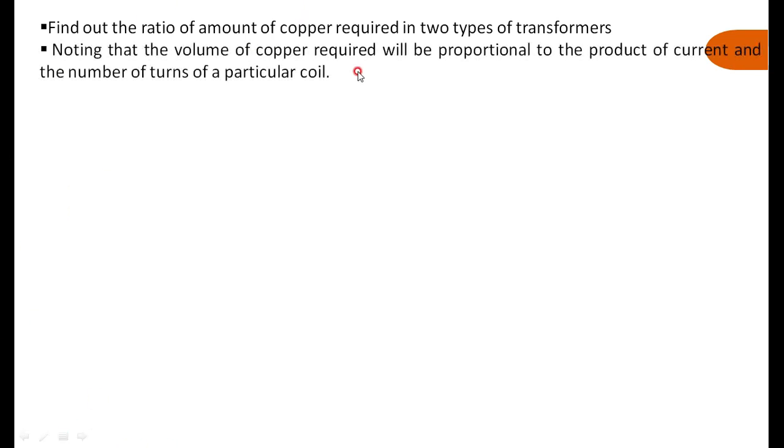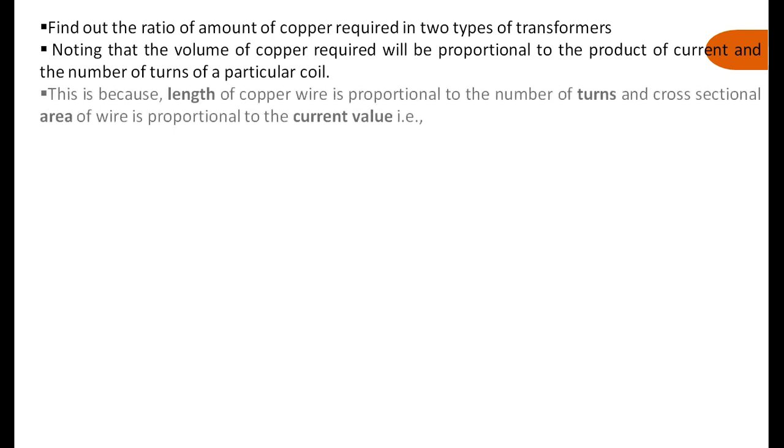Here, the volume of the copper required is proportional to the cross-sectional area multiplied by the length of the conductor. Therefore, the length of the conductor depends upon the number of turns, and the cross-sectional area depends upon the current carrying capacity. The same thing is written here.